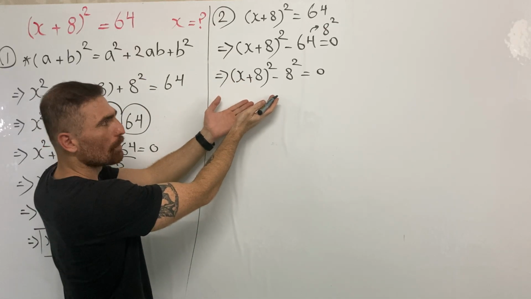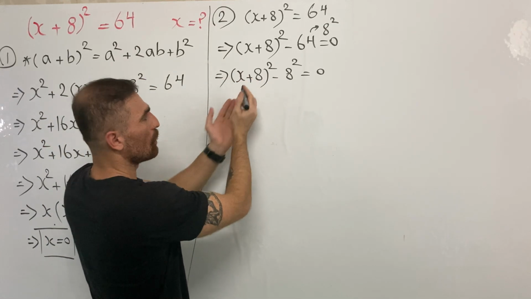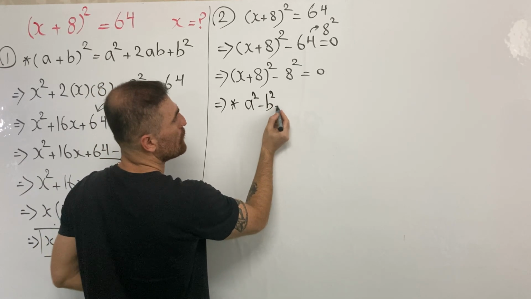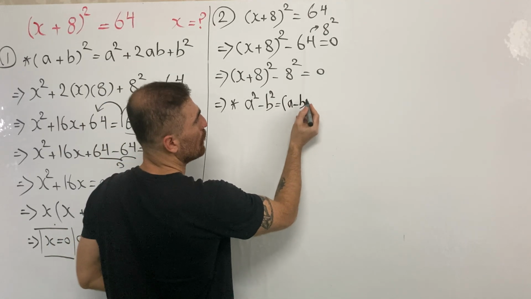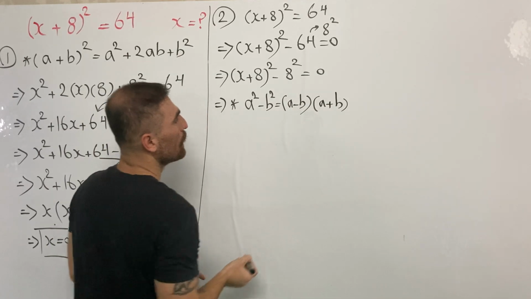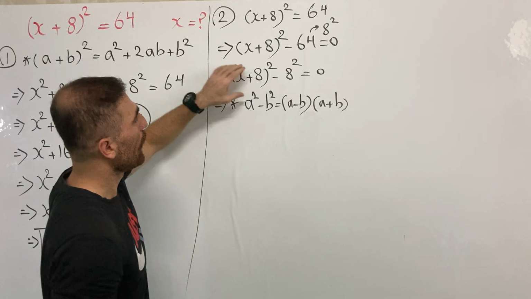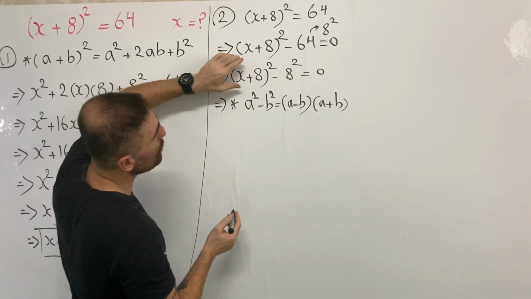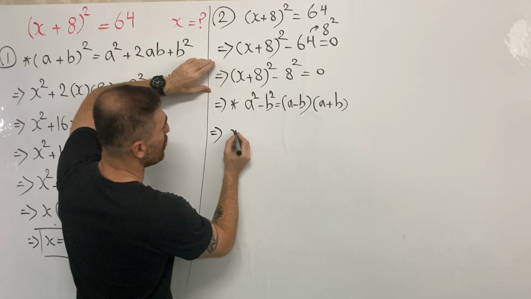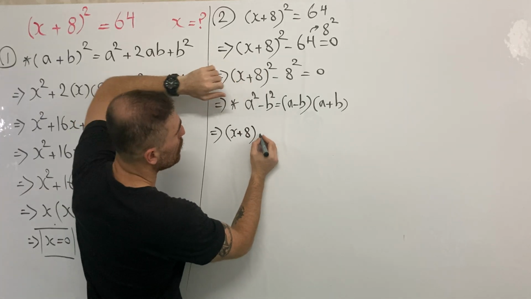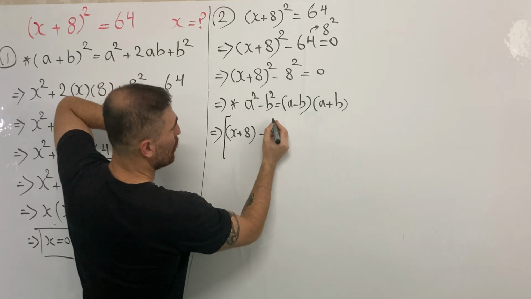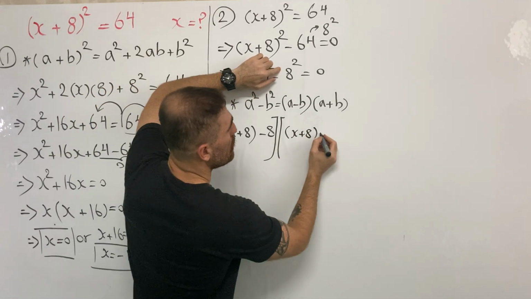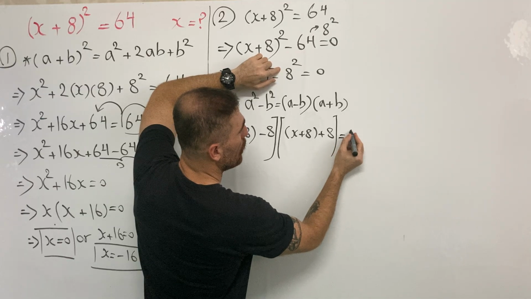What is this? Can you remember? Difference of two squares. So the formula is a squared minus b squared. What is this? (a minus b) times (a plus b). Now let's follow this algebraic identity and continue the solution. So first term minus second term times first term plus second term. It is going to be first term x plus 8 minus second term, times first term x plus 8 plus second term, equals 0.